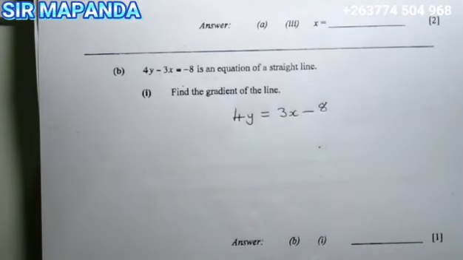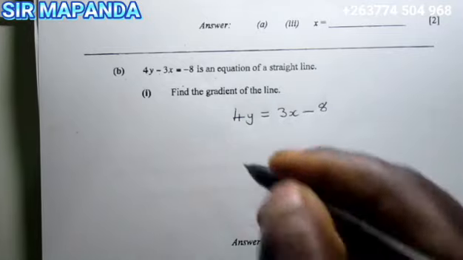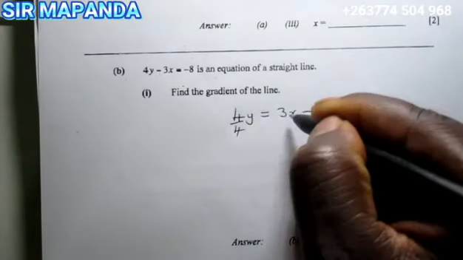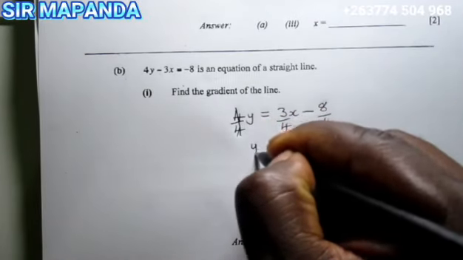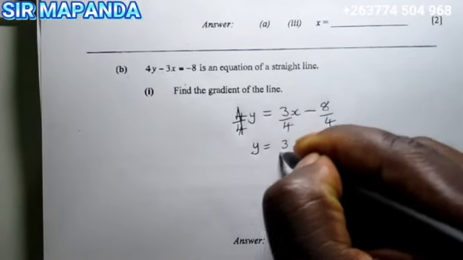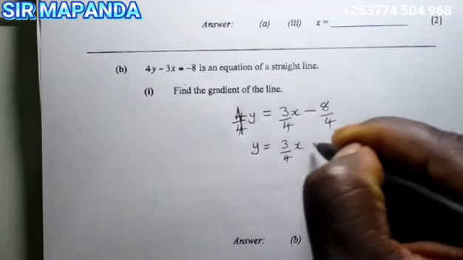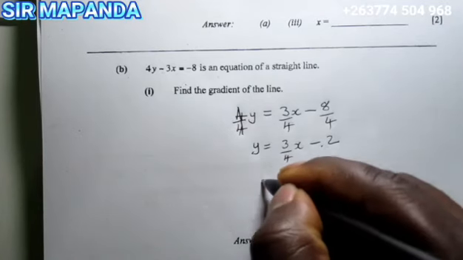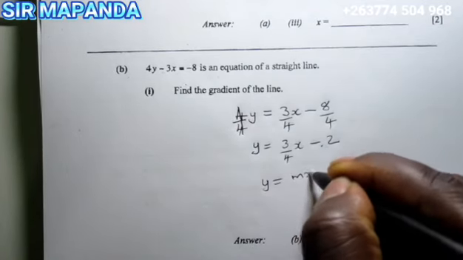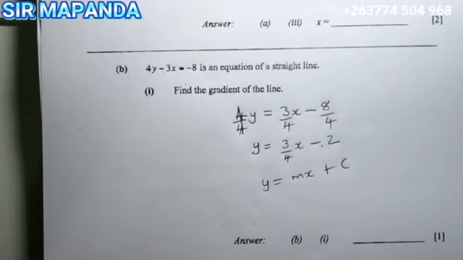So to make y the subject of the formula, you have to divide by 4 throughout. Divide by 4 throughout. So this is 3/4 of x. Then 4 into 8, you get 2. So likewise, the form of the equation is y is equal to mx plus c.